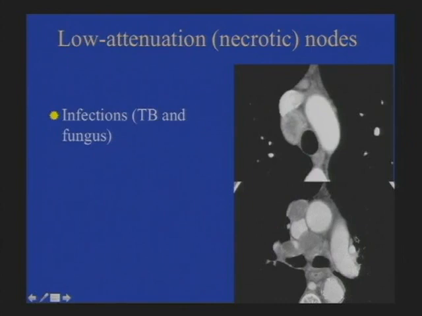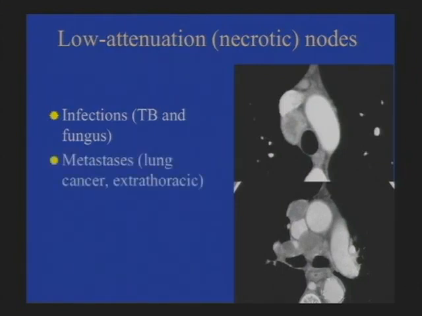If it's infection, it's very typical of tuberculosis and fungal disease. And if you see a node that's over a centimeter in the mediastinum, due to TB or fungus, it's usually necrotic. Okay? Once it gets to a certain size, it almost always necroses. But certainly metastases can do that.